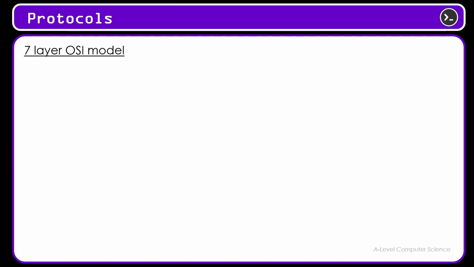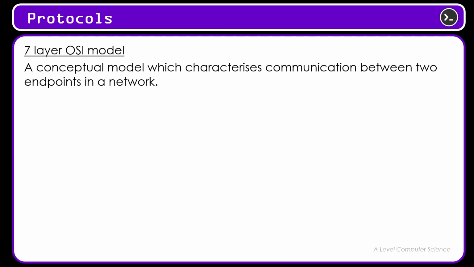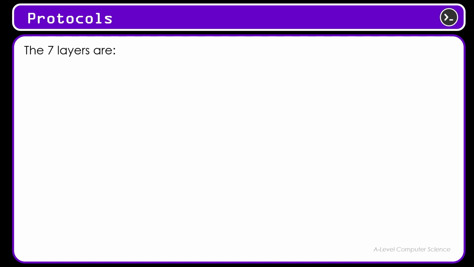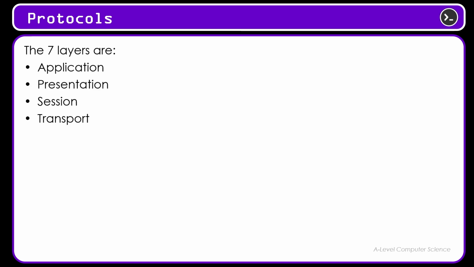The 7-layer OSI model is a conceptual model which characterizes communication between two endpoints in a network. It's split into 7 separate layers, and each layer serves the layer above, and it's served by the layer below it. The 7 layers are the application layer, the presentation layer, session layer, transport layer, network layer, data link layer, and the physical layer.